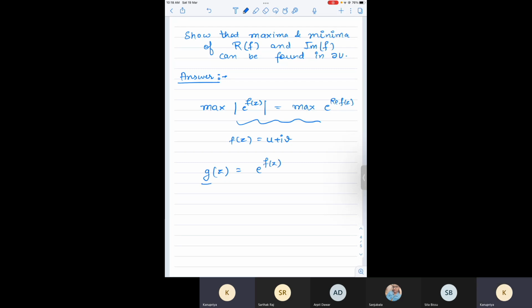As f is analytic on U, g is also analytic, because the composition of two analytic functions is again analytic, and this will also be non-constant in U. Now, using the maximum modulus principle and minimum modulus principle, we get that g will attain its maxima and minima at the boundary. And we also know that the exponential is an increasing function. From there, we can say that the maxima and minima of the real part of f will be attained at the boundary. Is it fine?